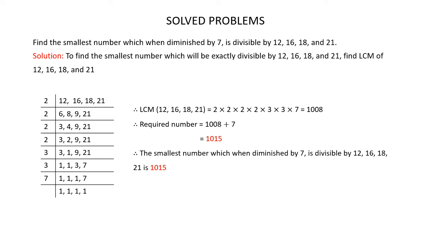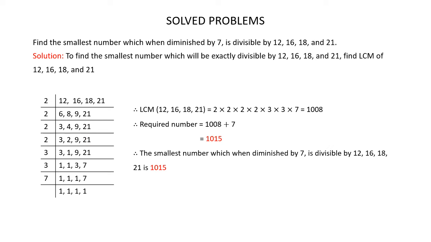Divide again by 2. 6 divided by 2 is 3, write 3 in the next row. 8 divided by 2 is 4, write 4 in the next row. Write 9 as it is in the next row and 21 as it is in the next row. Divide again by 2. Write 3 as it is in the next row. 4 divided by 2 is 2, write 2 in the next row. Write 9 as it is in the next row, write 21 as it is in the next row.